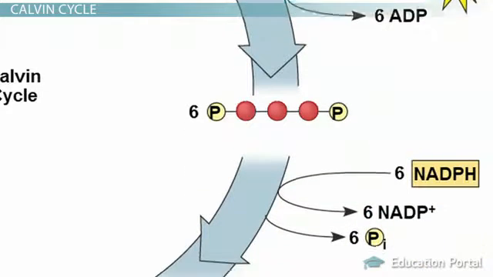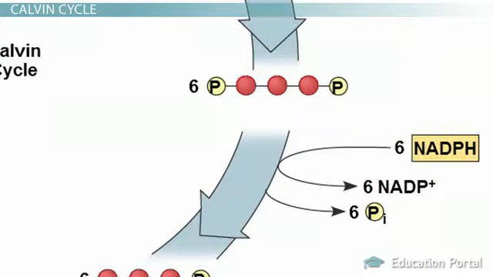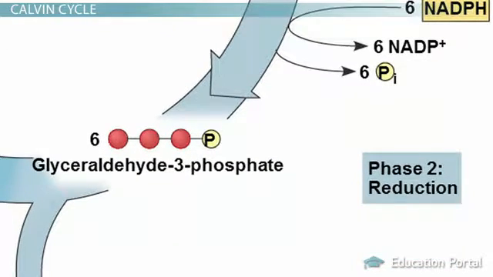Next, 6 NADPH electron carriers from the light reactions carry electrons to this Calvin cycle. They are oxidized to NADP+, donating electrons to the carbon molecules, which then become reduced. This results in 6 superenergetic 3-carbon molecules called glyceraldehyde 3-phosphate, or G3P. This makes a 3-carbon molecule with 1 phosphate group.